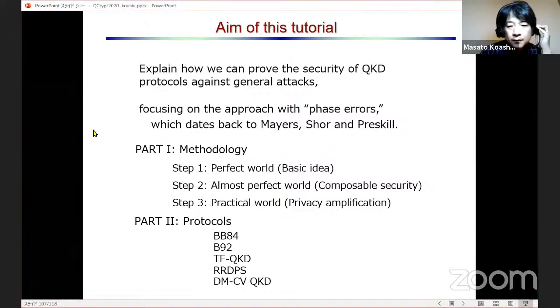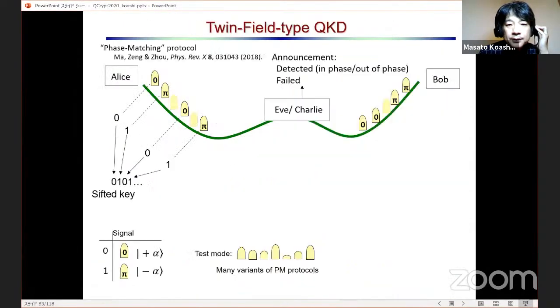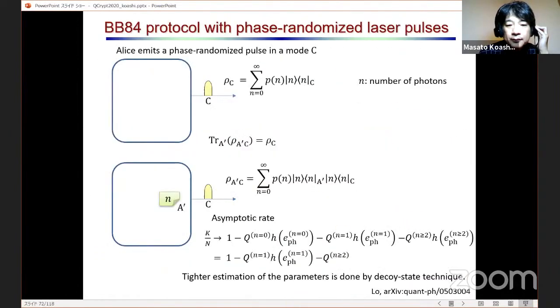Okay, well, decoy state is about, say, BB84 protocol with phase randomized laser pulses. So in that case, you have a tag of photon number. So Alice can have a record of how many photons she has emitted. And then using this tag, in the asymptotic case, you can divide the rounds into different parts. So the question is, how to handle the finite size security here?